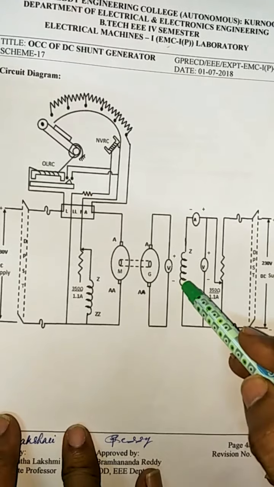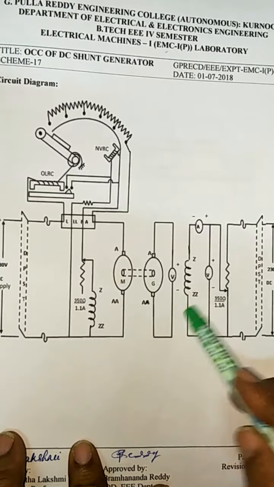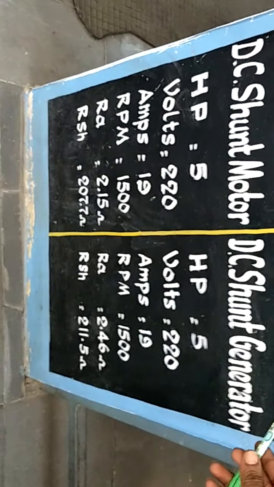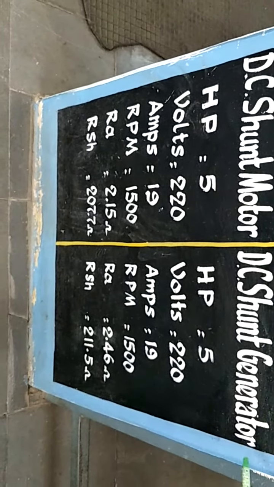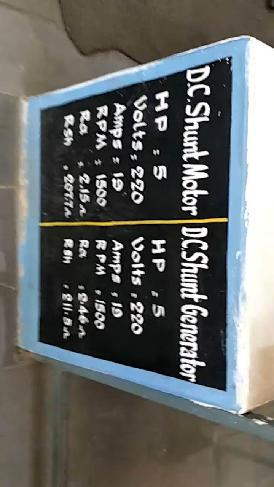Now, to decide the ratings of this voltmeter, ammeter and one more voltmeter, we need to go to the nameplate details. The nameplate details are shown here. You can see this is the motor nameplate details, and this is the shunt generator nameplate details, which are written on the wall. Is it clear? This is the base for the entire DC motor and generator set, and here is the motor nameplate details.